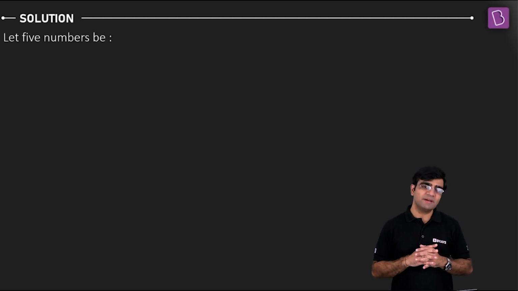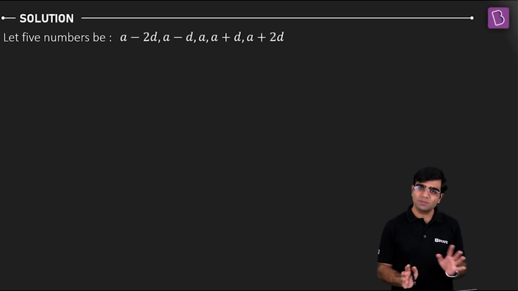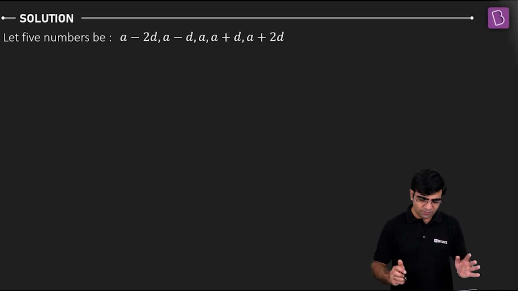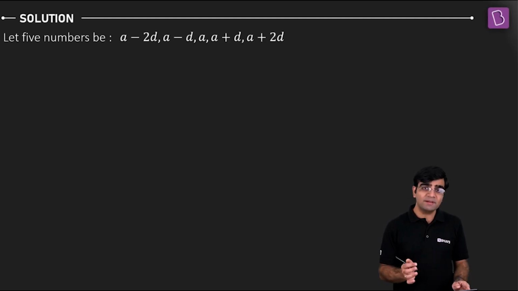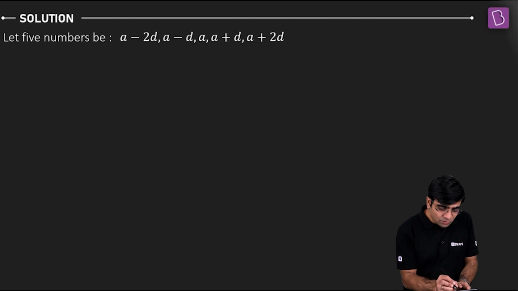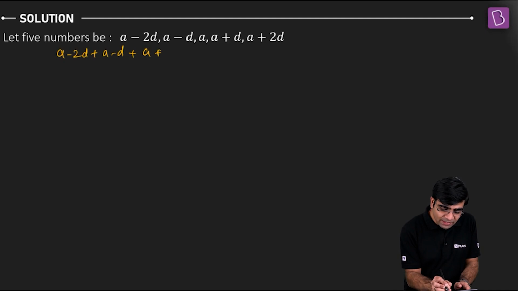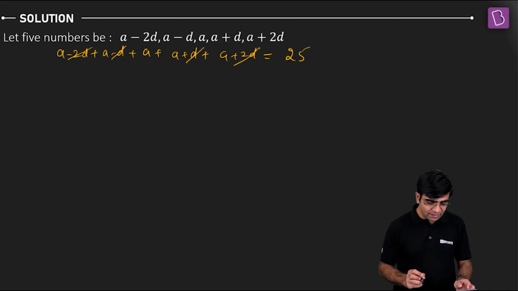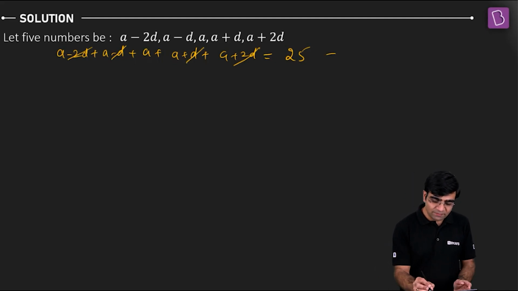So if I want to have the 5 numbers in AP, I want to just choose them as a minus 2d, a minus d, a, a plus d, a plus 2d. Perfect. Now, I know that their sum is 25. If the sum is 25, I will be actually utilizing that fact. So their sum is nothing but a minus 2d plus a minus d plus a plus d plus a plus 2d equal to 25. What does that mean? See, clearly the 2d got cancelled, d and d got cancelled. I clearly have the situation as 5a equal to 25.